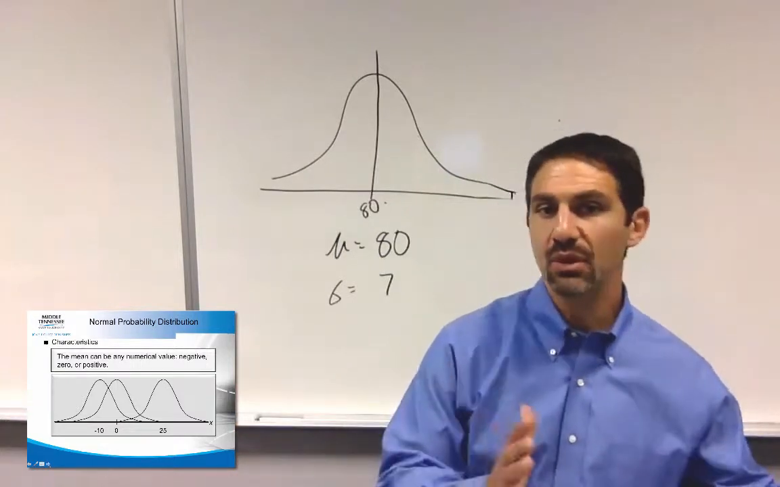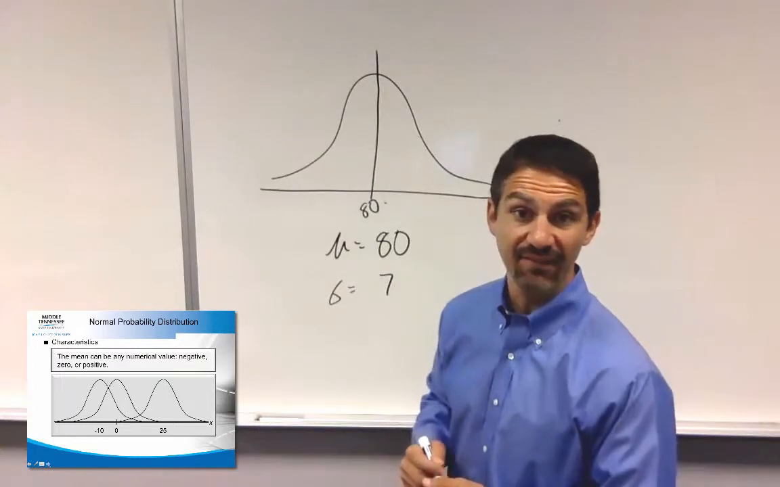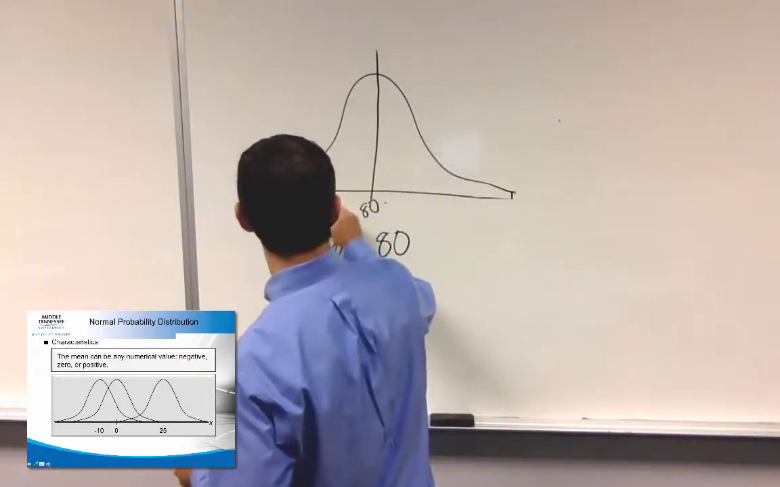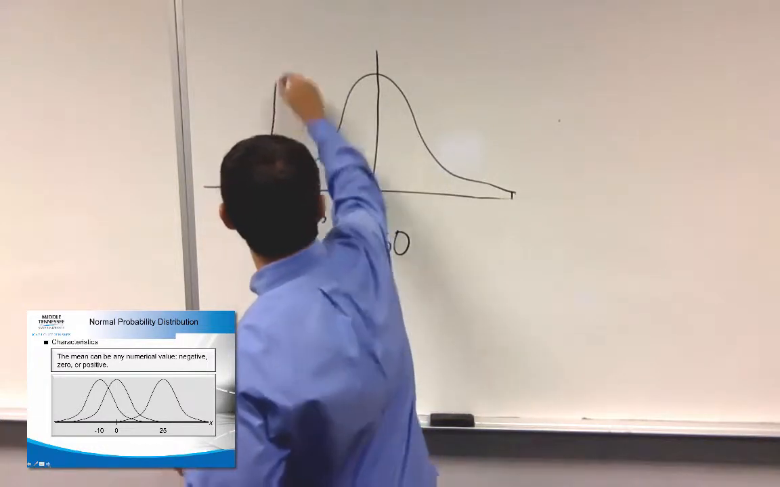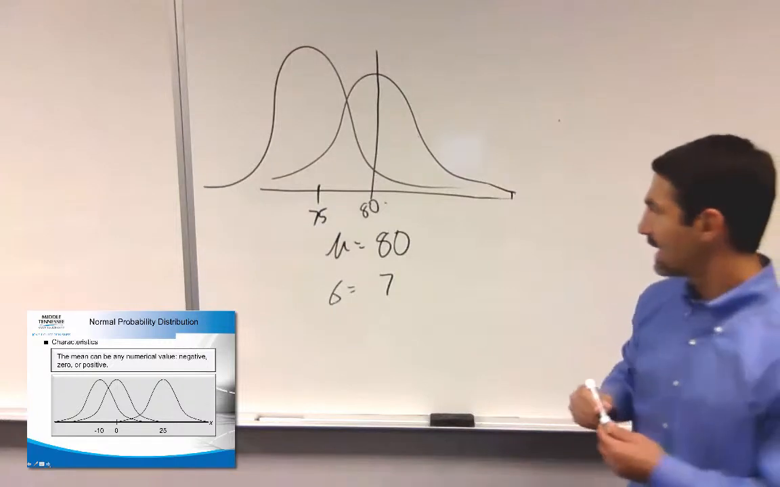Your data can then move from one side to the other. And so if the average is then, let's say, a 75, go back into the whiteboard here, 75 here, that's now the average. Now you've moved your bell curve to the side like that.